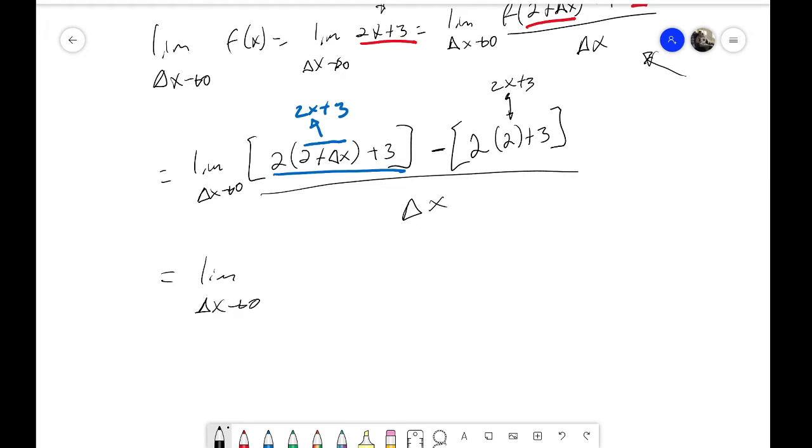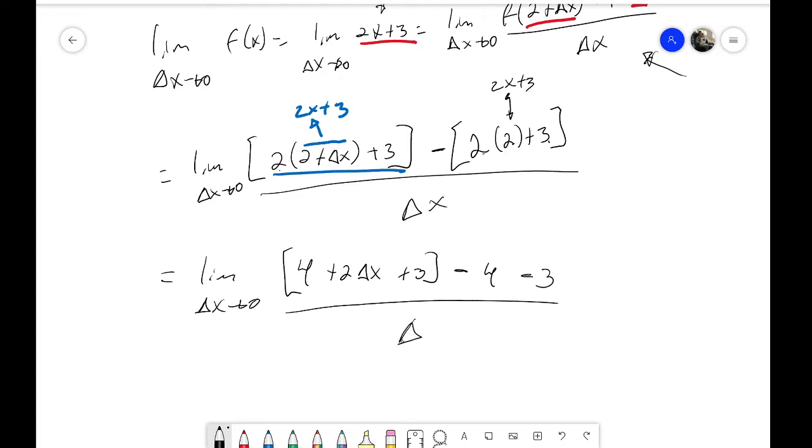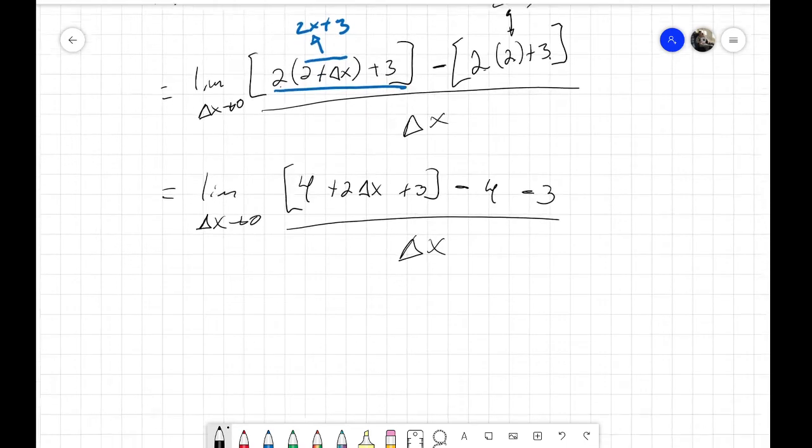Now we could FOIL a little bit, so we could expand this. 2 times 2, last time I checked, is 4. 2 plus delta x is just 2 delta x, and then plus 3. That's on that first bracket. Minus, well, 2 times 2 is 4, so minus 4, and then the 3 we carry over, so minus 3, all divided by delta x.